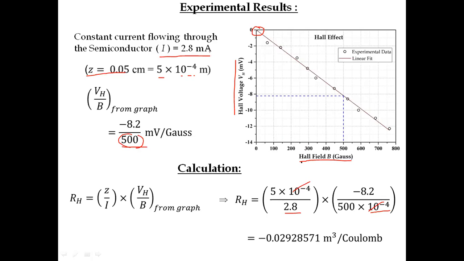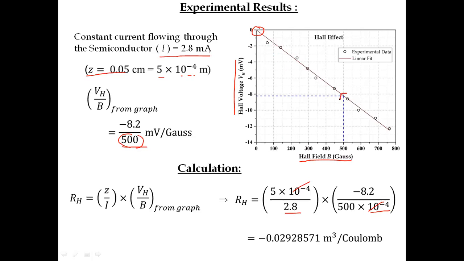So ideally, if there is no magnetic field, there should be no Hall voltage as well. So your graph must pass through the origin. Keep in mind that there are two things: there must be approximately equal number of points lying above the line and below the line, and the graph must pass through the origin. So you have chosen a point.